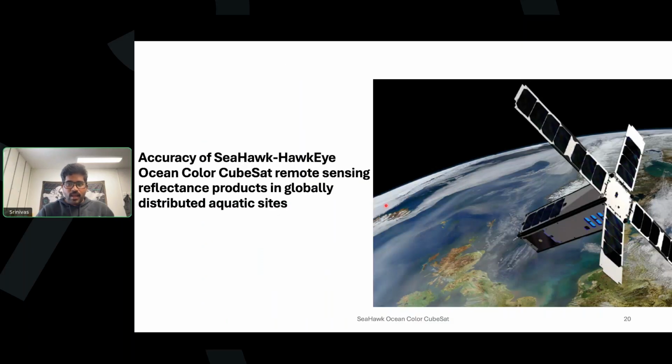So now the satellite's operations are over, but we want to assess its quality, not just good images, but how good the quality of these images is. So that's what motivated me to lead this, which is evaluating the accuracy of Seahawk Hawkeye ocean color CubeSat remote sensing reflectance products in different aquatic sites around the world.